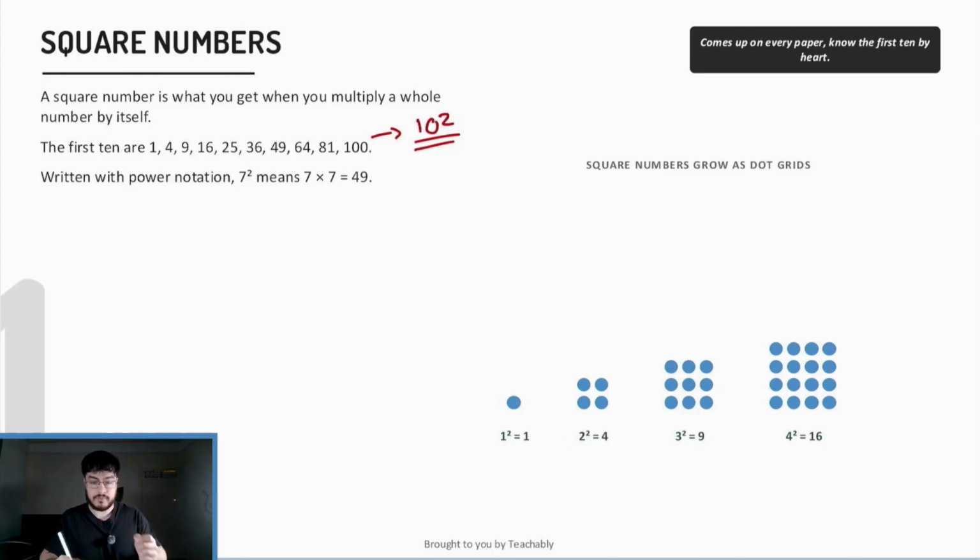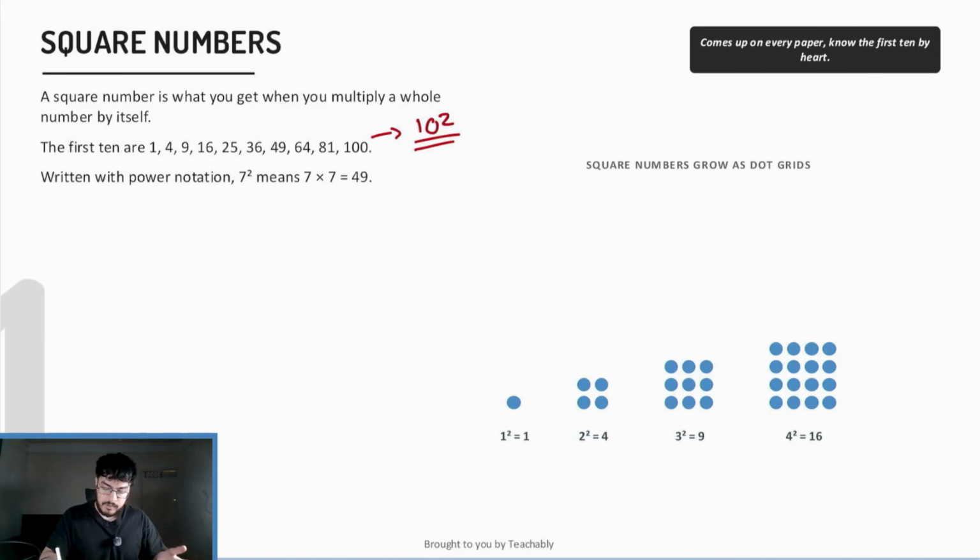Not triangle, square, sorry. This is going to be the area of a 3 by 3 square. And this is going to be the area of a 4 by 4 square. And that's why they're called square numbers, because they represent the area of that unit square.